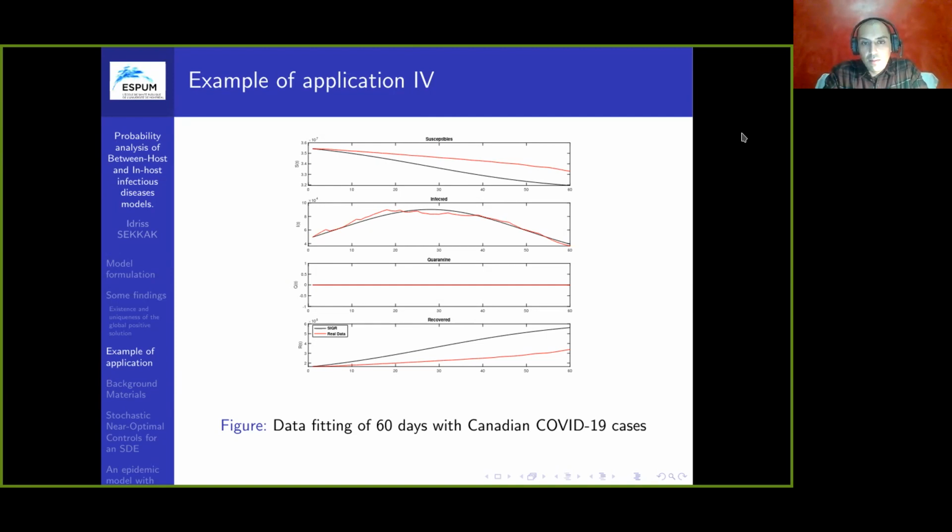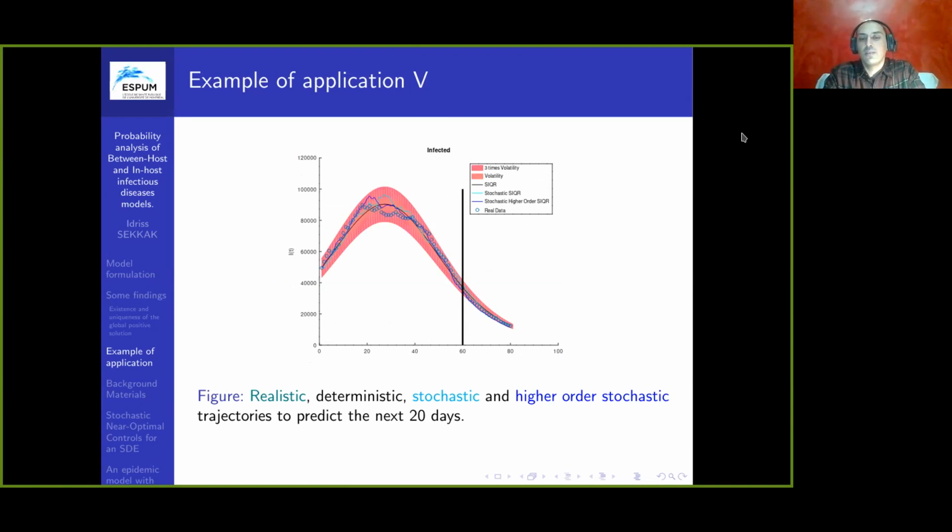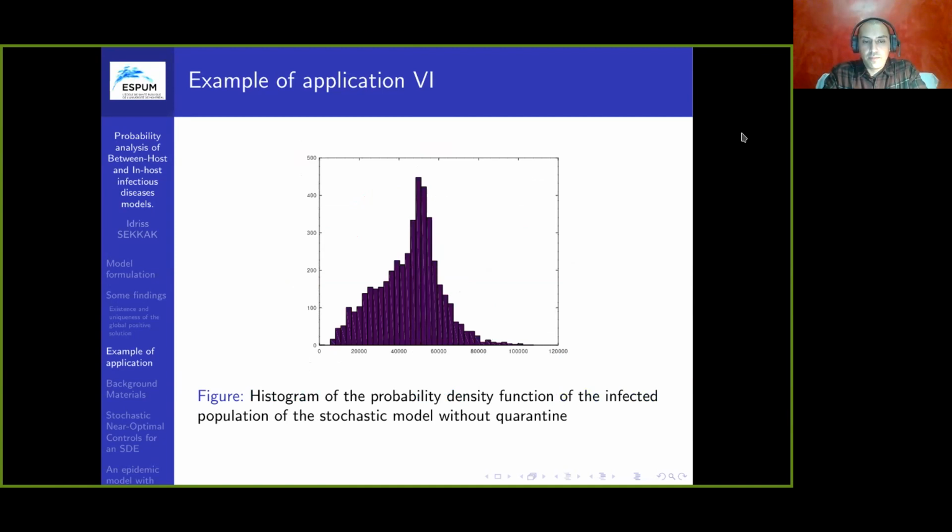So we tried to see the interval that can be described by the volatility, and three times the volatility for the real data, and we got a prediction for 20 days after that wave. And by generating the same system multiple times, we got the probability density function for the infected population of the stochastic model. And in this case, there wasn't any quarantine.